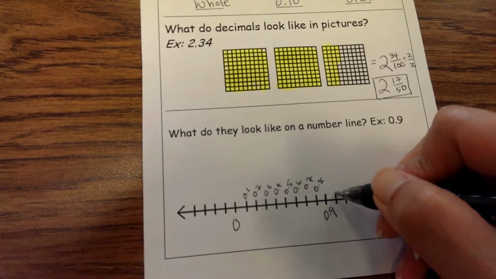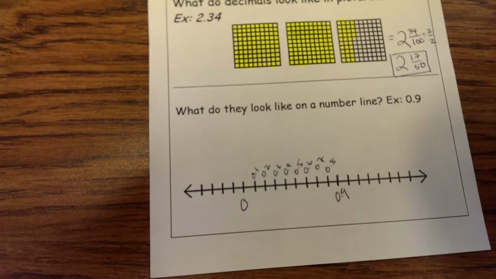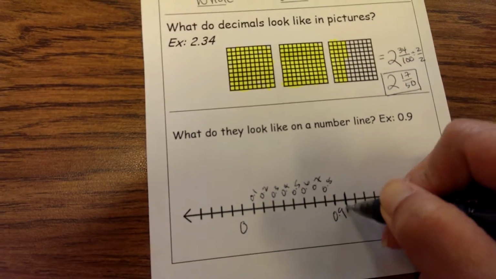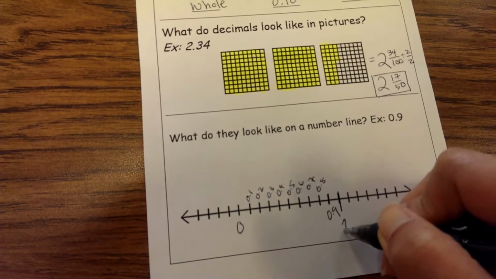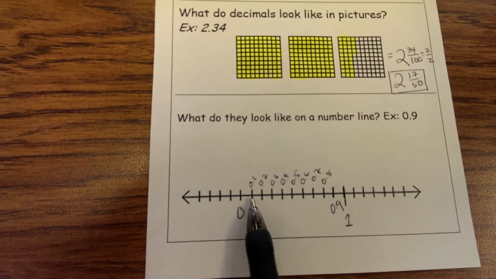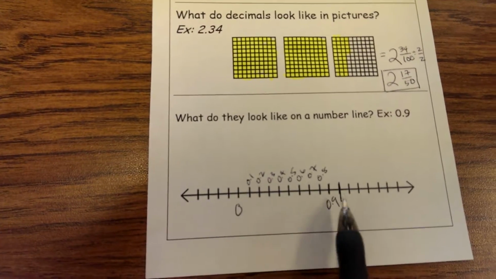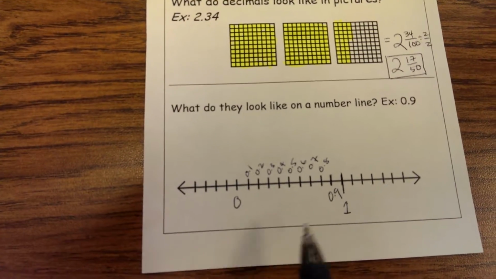And the tally right after the 9/10, well, it would be 10/10, but 10 out of 10 would equal 1 whole. So your whole would be right there. That would be 1 whole. So there's 9/10, there's a whole. Now, if each tally was a whole, like let's say 1 whole was here, then 9/10 would be right there. 9/10 is almost a whole, but not quite.